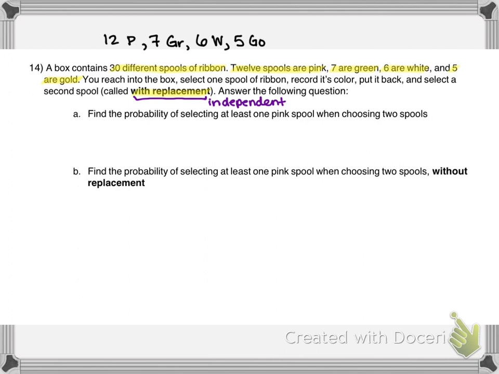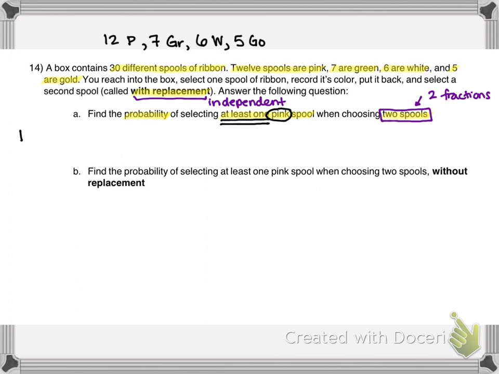Find the probability. Okay, so we know the answer is a decimal or a fraction. Selecting at least one pink spool when choosing 2 spools. So they're telling me right away, when choosing 2 spools, that I'm going to have 2 fractions, right? 1 for each spool. That's all that part means. We want to focus on this language, at least 1. So in our problem right now, success is pink.